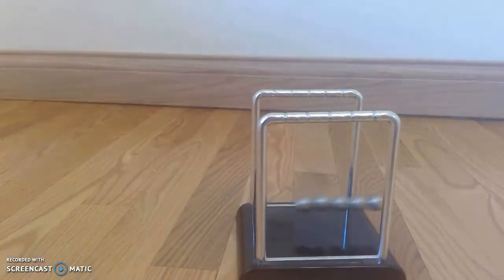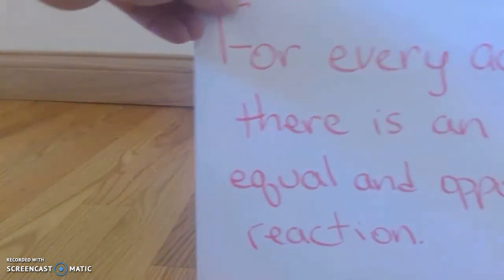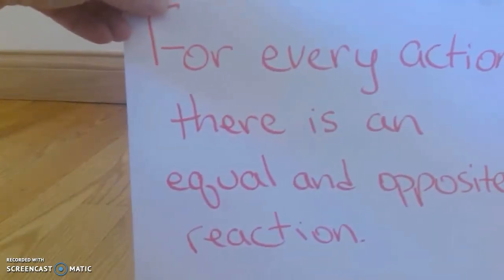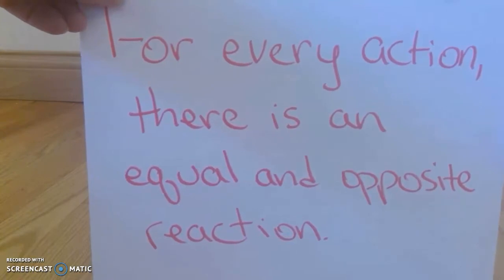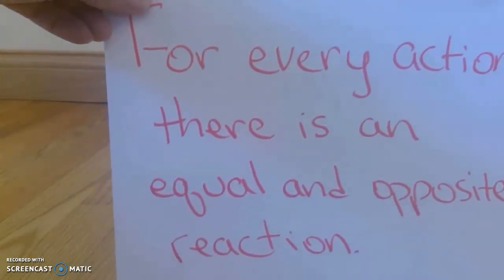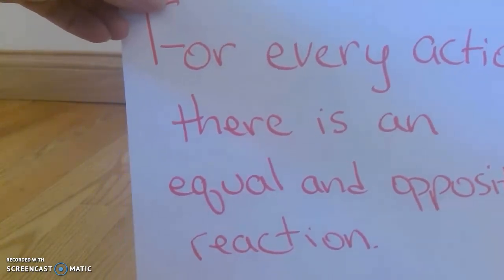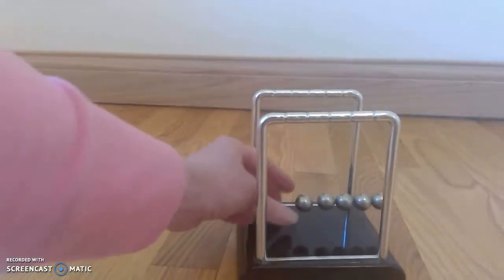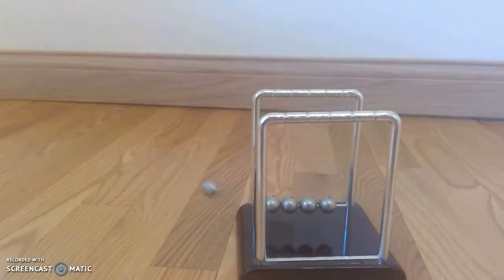So which of Sir Isaac Newton's laws does this exemplify? Which is an example of? And if you said the third one, for every action, there's an equal and opposite reaction, you are correct. Because when one ball went on one side, the other ball went on the other side. For every action, there's an equal and opposite reaction.